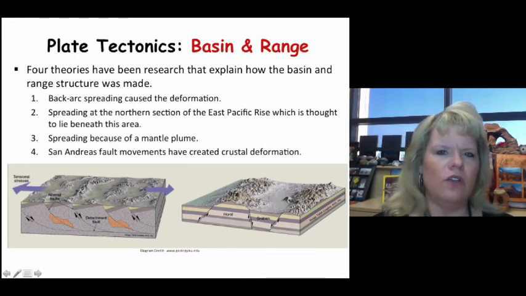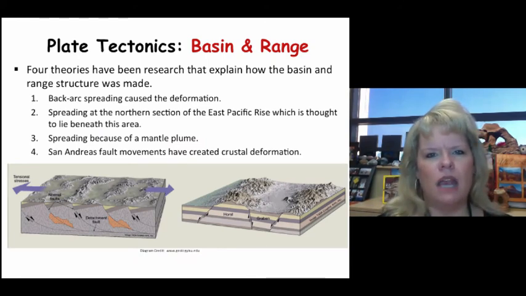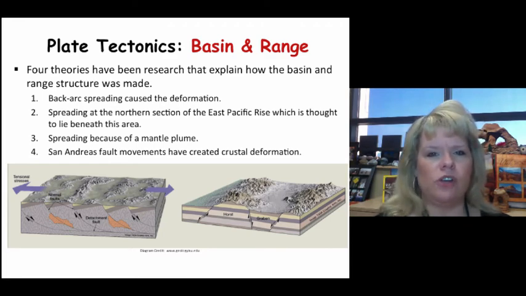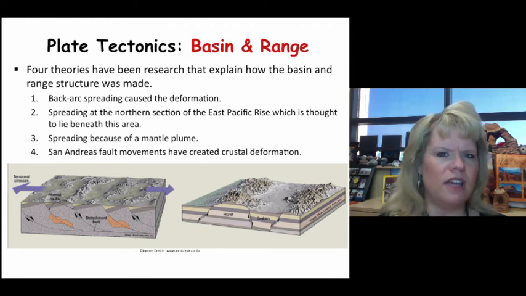The next theory deals with just your plain old hot spot beneath a continental mass where a magma plume stretched the crust. This one actually seems pretty plausible to me. San Andreas fault movements have created crustal deformation. There's a lot of truth to that as well, but not necessarily as far inland as where most of the Basin and Range is. So I think we've got a series of these things that have cooperatively worked, whether it happened all at the same time or segmented over a period of time, for the Basin and Range to form, which is true.